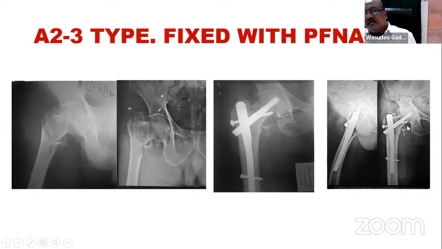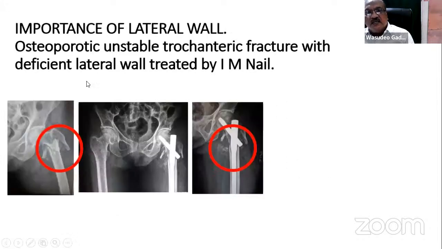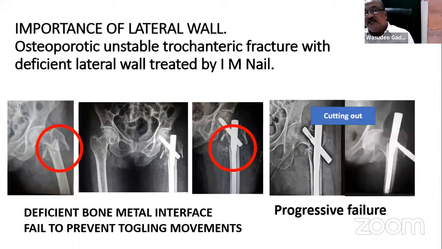Overloading of the implant and a very large hole in the nail, and you will find that at this junction there is always a fracture. So it's not a fault of the fracture, it is a fault of the implant, a material mechanical failure, revised with this condylar blade plate. This is my own case. And ultimately, the importance of the lateral wall: in an osteoporotic unstable trochanteric fracture with deficient lateral wall fitted with a nail, you will find that it may migrate or it may break. That is the issue. And ultimately you will find that it has migrated, cutting out through, or sometimes it is a progressive failure, failing to prevent toggling movement.